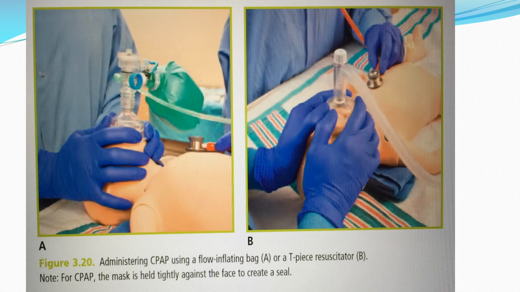This is the flow inflating bag, and this is called an anesthesia bag. This will give pressure and oxygen, but from central oxygen and compressed air. But you have to have a good seal on the mouth by the mask to have pressure applied well. This is called a T-piece. There's an opening on the top. You need to close it with your finger so that it will give pressure.